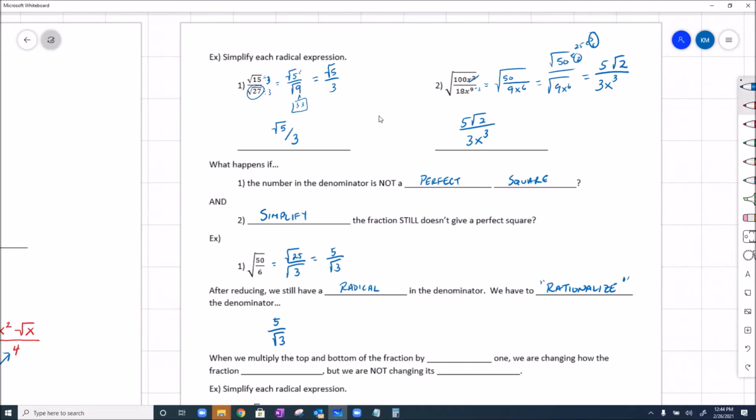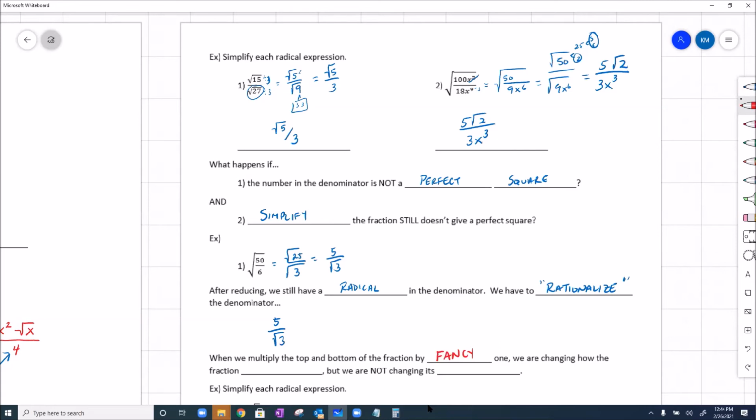We will multiply the top and the bottom by, and I like to call it fancy 1. Okay. Because what we're doing when you multiply by 1 is you're just keeping the same value. 10 times 1 is 10. 17x times 1 is 17x.